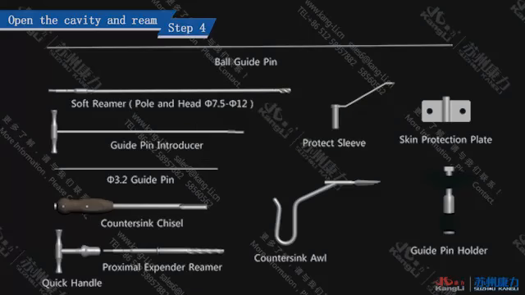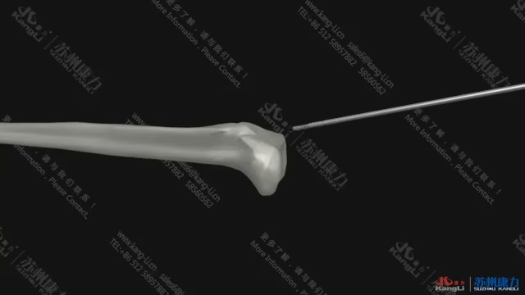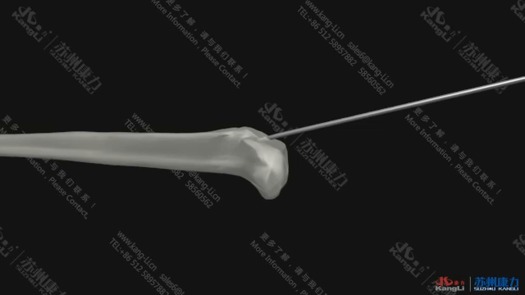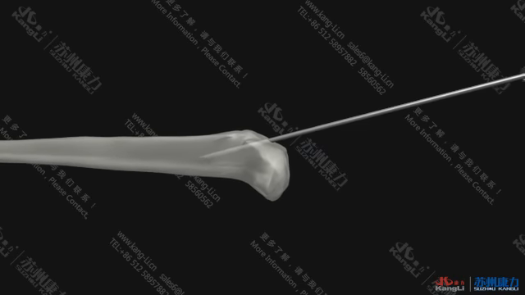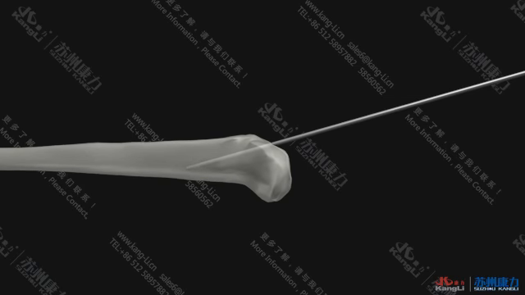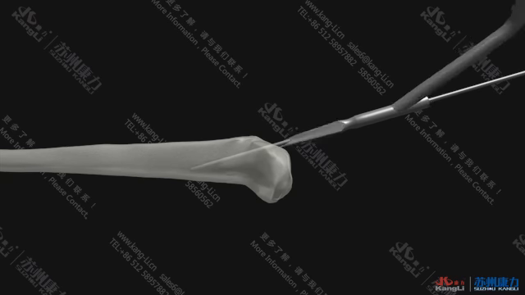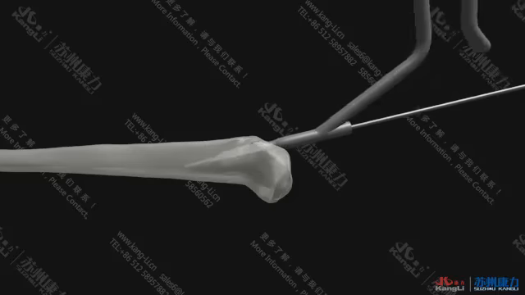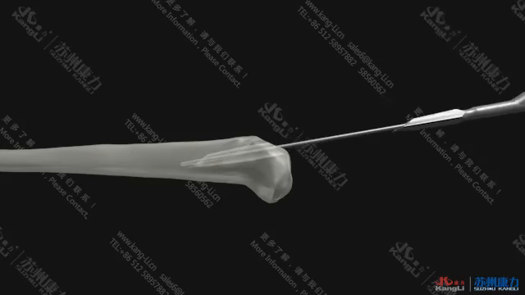Step 4. Open the cavity and ream. Drill in the 3.2 gauge pin from the nail entrance point and monitor the placement with the fluoroscopy. With right placement, insert the countersink awl into the 3.2 gauge pin. Gently push and rotate to open the tibial bone marrow cavity by about 8 to 10 centimeters. Remove the 3.2 guide pin and countersink awl.